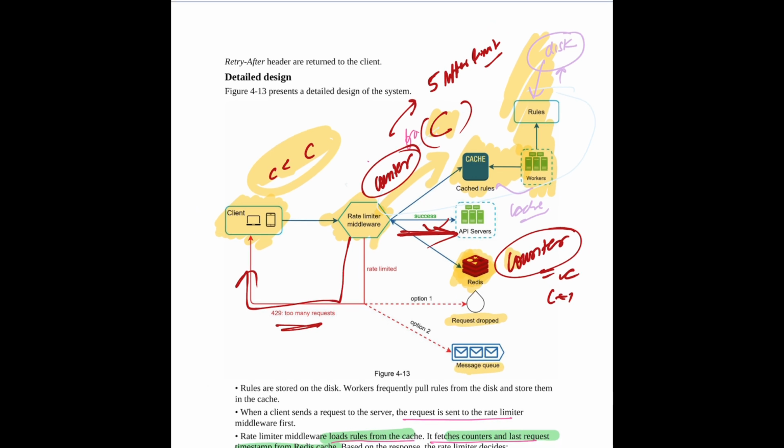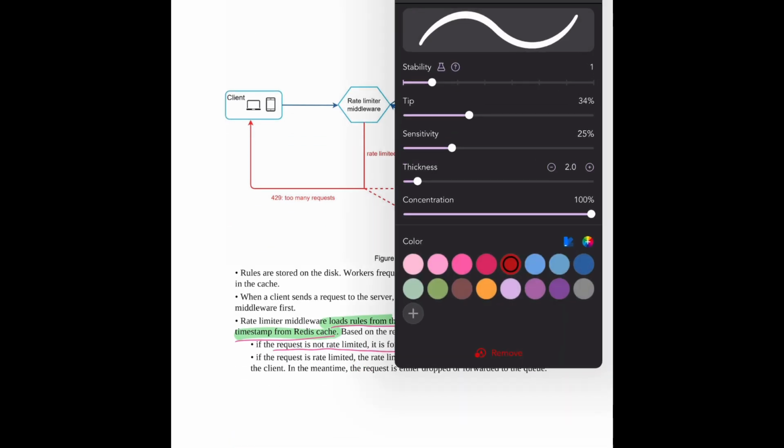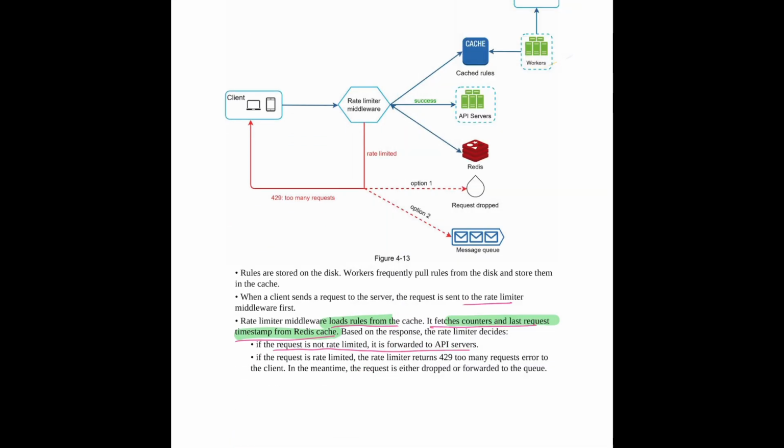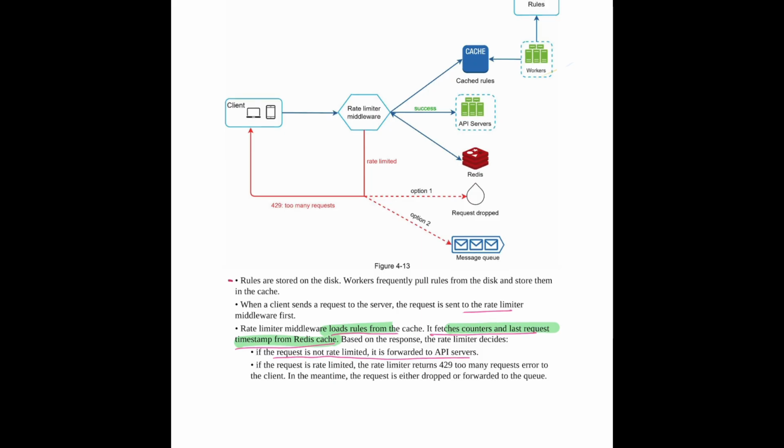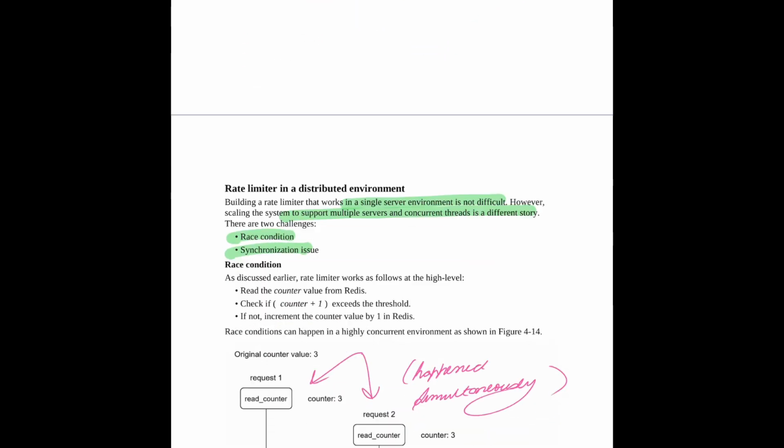Okay, so I guess we are clear. And we have marked it up a lot, so let us clean it up a bit. Assume we have read it well. Again, I highly recommend that you go and read it, but I will just read it for you really quick. The rules are stored on the disk. Workers pull those rules. When a client sends a request, it is sent to the rate limiter. Rate limiter loads rules from the cache. It fetches counter and the timestamp. If the request is not rate limited, it is forwarded to API server. If it is rate limited, it returns 429 or maybe stores it into a queue. Exactly what we explained here. Sometimes it feels like I explain well.